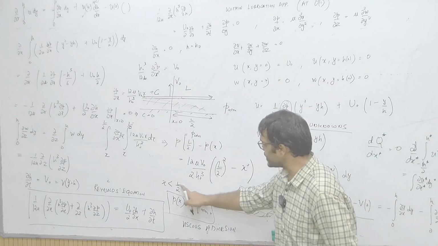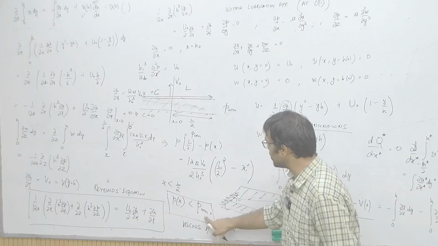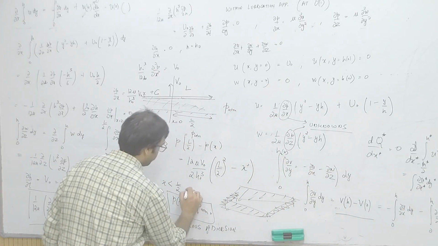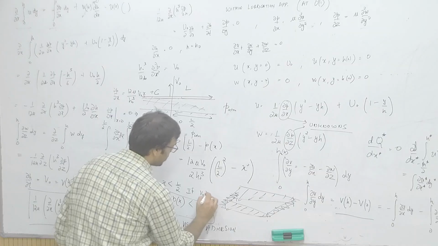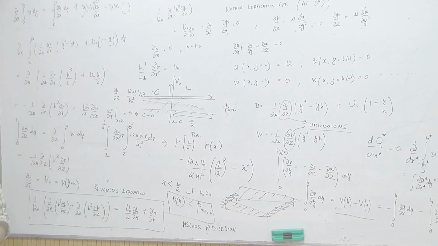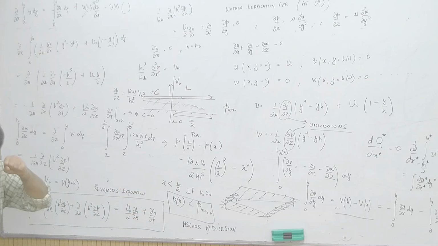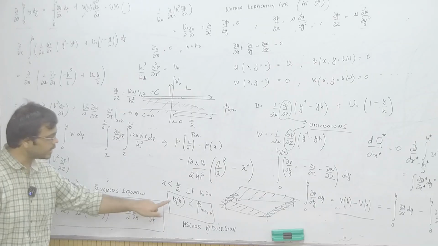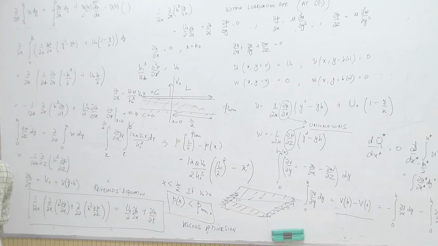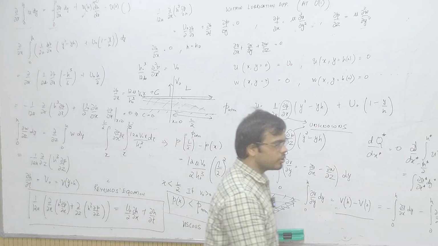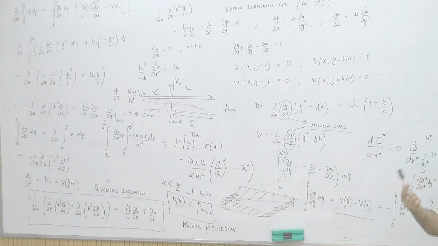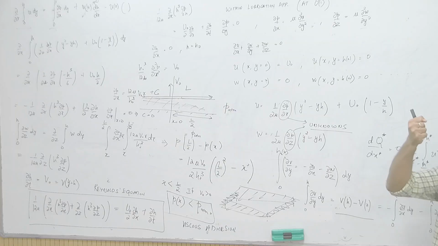Notice that when x is less than L by 2, P x is less than P atm if V naught is positive. I assume that V naught is positive, V naught could be negative as well, then the case would be reversed. If you are trying to push something down, then V naught is negative, P of x will be greater than P atm. So, the pressure does not always fall below atmospheric. It falls below atmospheric when you are trying to pull it up. If you are trying to push it down, then the pressure is increasing compared to atmospheric pressure.